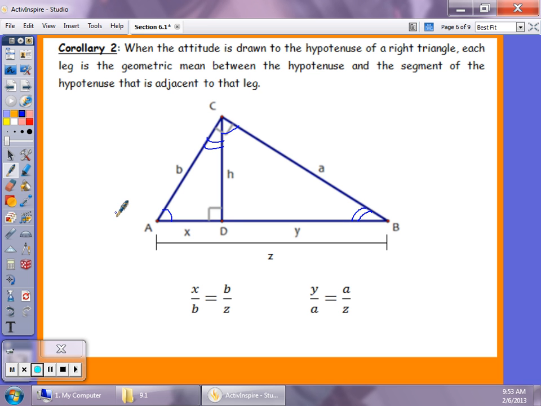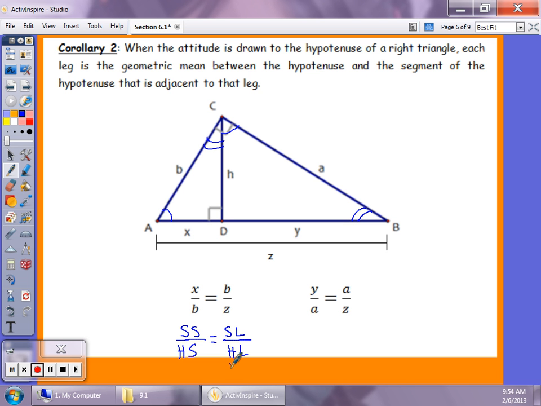X over b represents the short leg of the small triangle over b, which is the hypotenuse of the small triangle. And that's always going to be equal to the short leg of the large triangle over the hypotenuse of the large triangle. And that's always going to represent the relationship between the smallest triangle to the largest triangle.